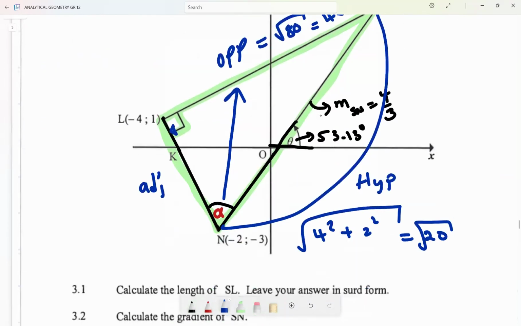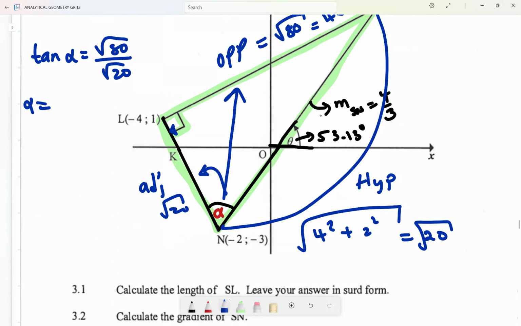So opposite over adjacent, it is tan. So tan alpha is going to be opposite, which is square root of 80, divided by square root of 20, which is adjacent. And then alpha you get to be something like, you can use sine, guys, by using this side or that one. Then it's going to be something like 63.44 degrees. So I almost went the long route, but yeah.